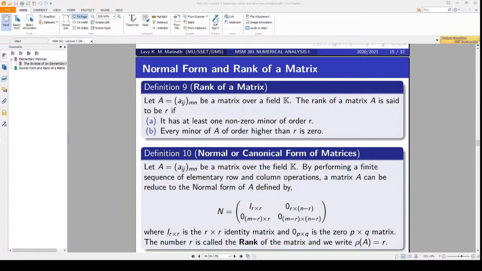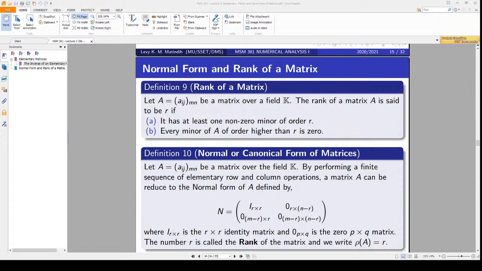If we have a matrix A over the field K, then by performing a finite sequence of elementary row and column operations, remember, you need to apply a finite sequence of both elementary row operations and column operations, a matrix A can be reduced to the normal form of A, defined by N, which is equal to the identity matrix of order R. This R is the rank of the matrix A. This matrix has entries: the identity matrix of order R, the zero matrix of order R times N minus R.